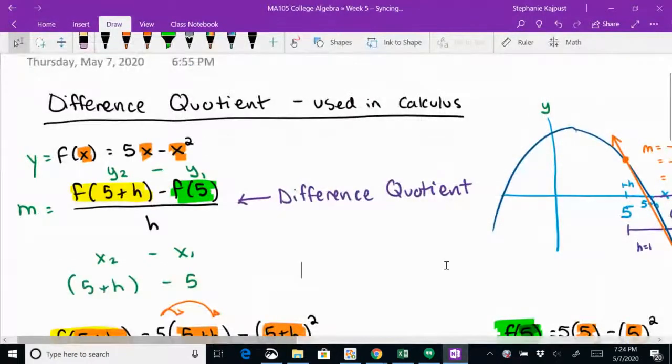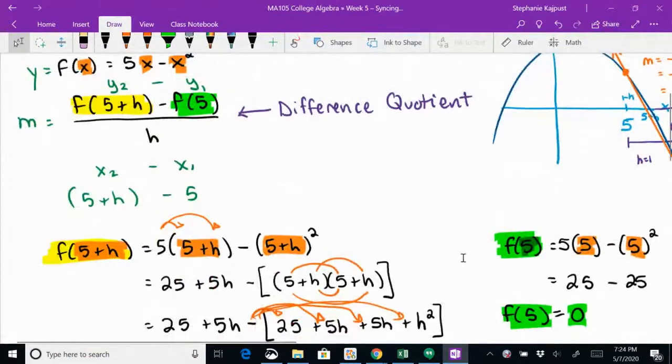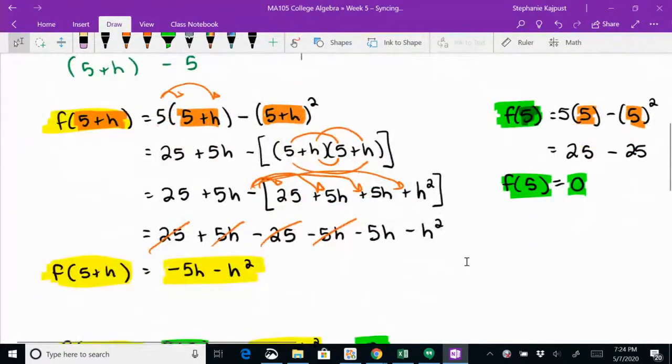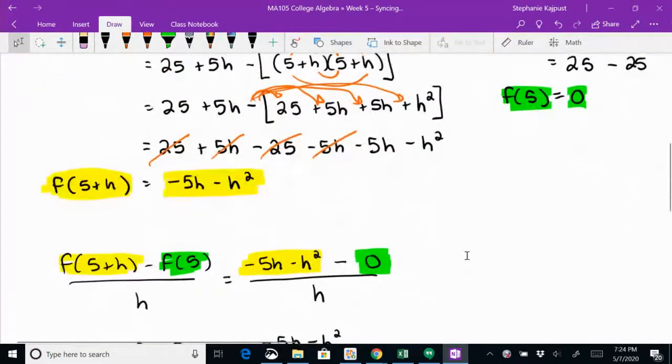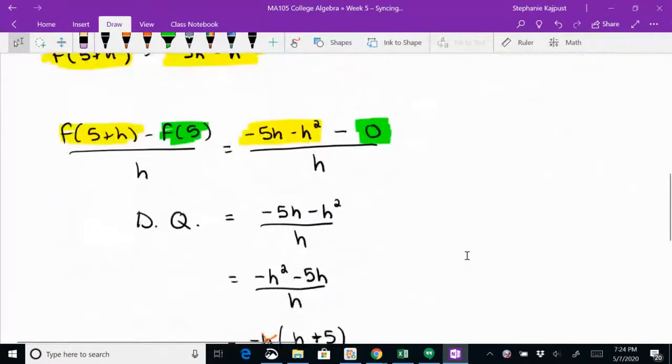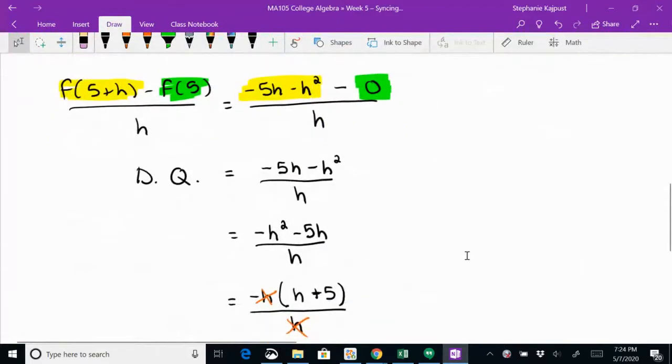The difference quotient is basically just an exercise in doing the algebra, understanding the function notation, being able to plug things in, being able to FOIL, multiply things out, add your like terms, and simplify expressions. It basically has everything that you need to do in algebra in this one problem. Are there any questions? Did that make sense? Hopefully that made sense.